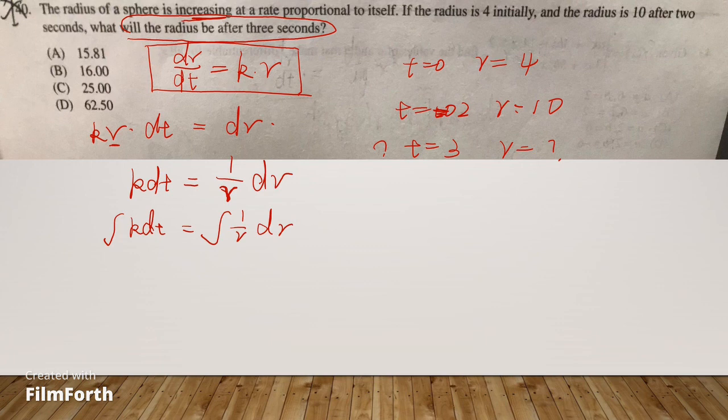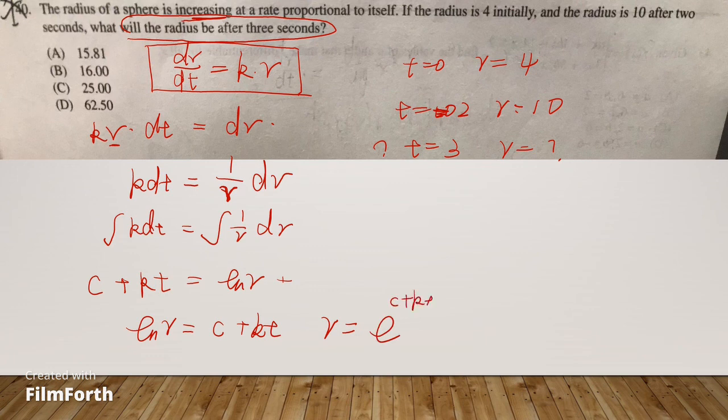Okay, so next, the left is equal to kt. The right equals ln r plus we set c anyway, for example, like this one. Okay, so ln r equals c plus kt. So r equals what? Equals e to the c plus kt.